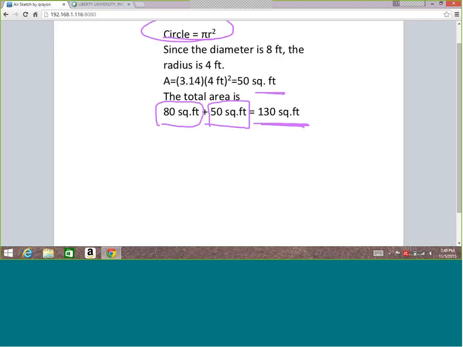Okay. So when you see pictures like that, it's a good idea to break it up into pieces. Like if there's something like a rectangle and a semicircle, break it up into pieces and deal with the pieces separately.